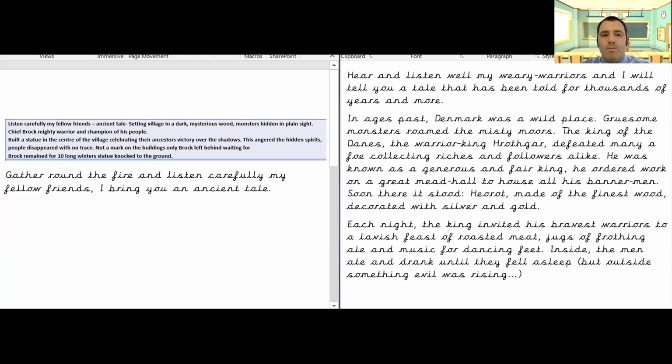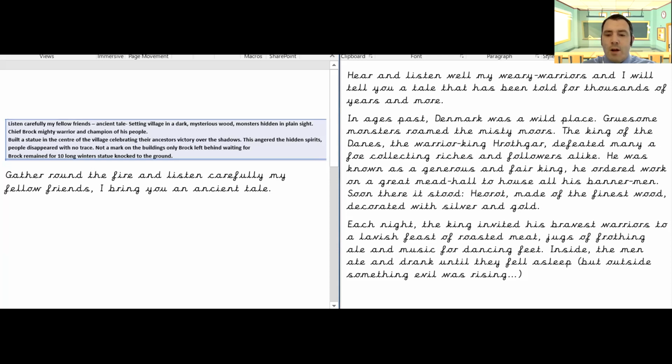So we've got our opening. We've drawn everyone in. We've got our hook. So we've got the idea that we're going to sit around a fire. We're going to listen to this story. And I'm going to bring you an ancient tale. The fire works really well as well, because we've got dark, mysterious. We've got monsters hidden in shadows throughout our story. So this works well because round a fire, you will get shadows. You don't have perfect light round a fire.